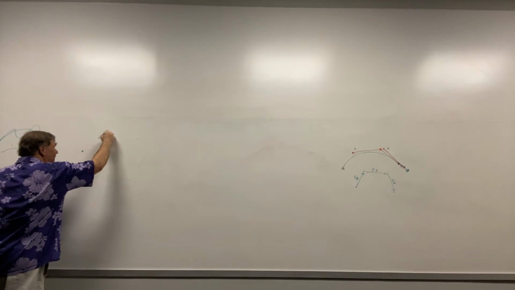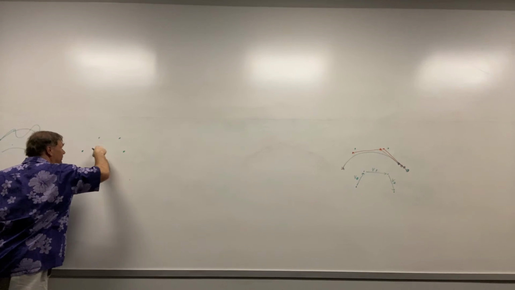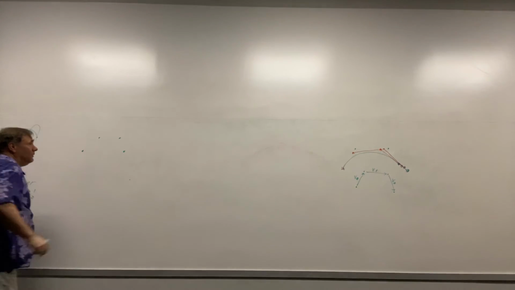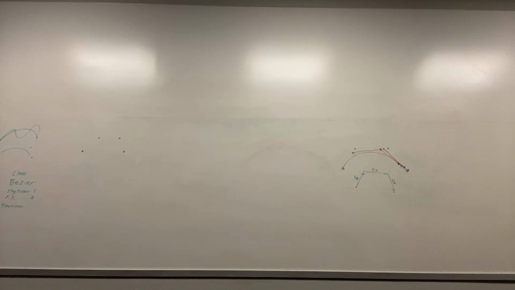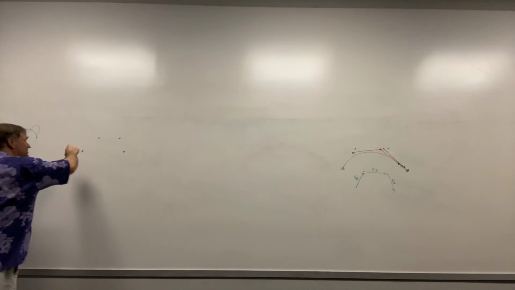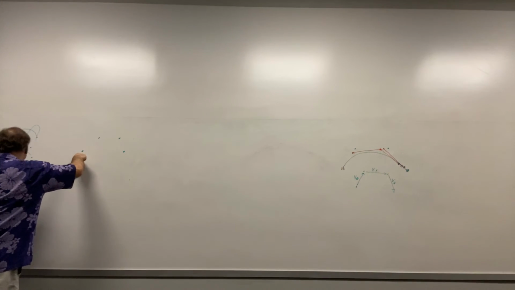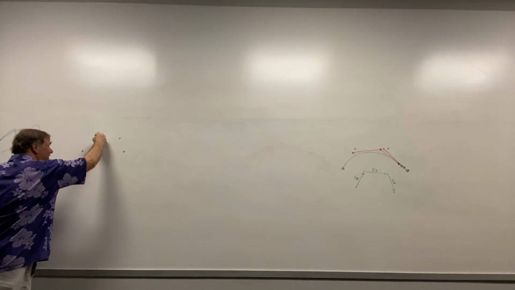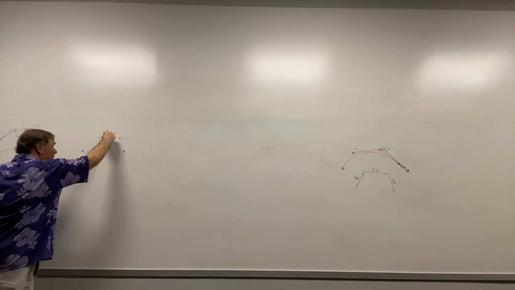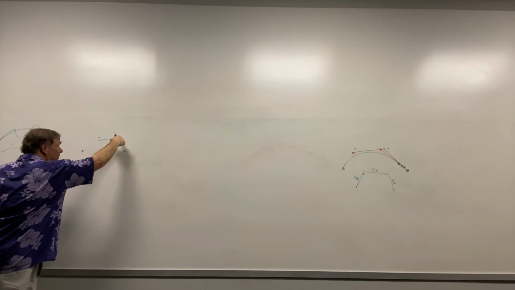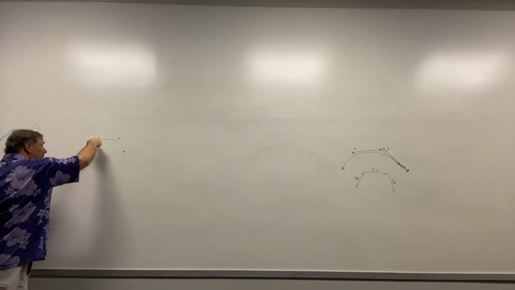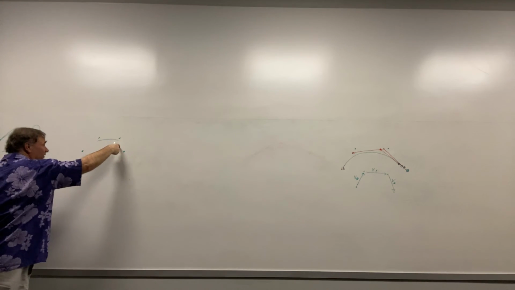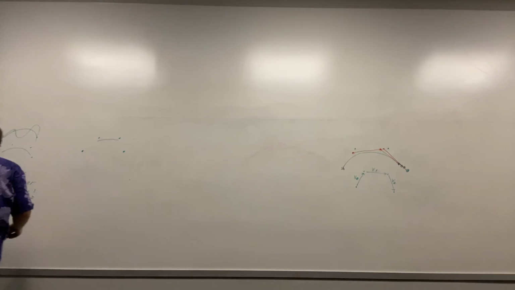You still have the idea that 4 points define a piece of curve, but instead of starting at the first point and ending at the last point, it starts roughly at the second point and goes roughly to the third point and kind of pulls toward the first and kind of pulls to the last. But it doesn't interpolate any of them. It just approximates all of them.